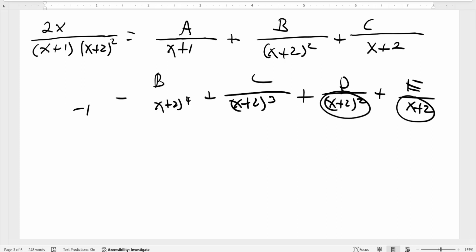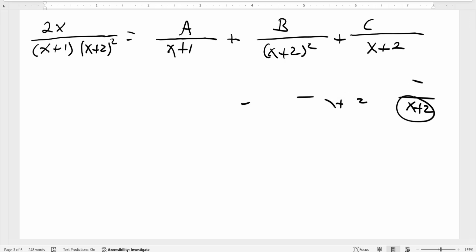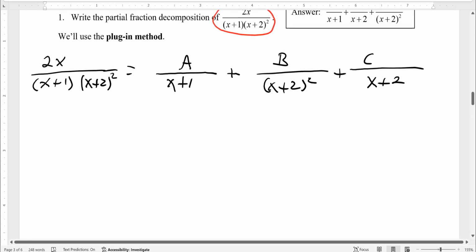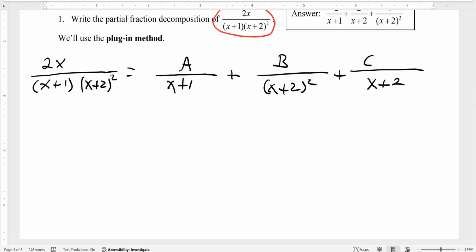So let's get rid of this, because that's not really part of our problem here. And let's continue on as soon as I get this erasing done. Almost done with the erasing. Okay. The next thing we do is we get rid of all of our denominators, and we do that by multiplying both sides by whatever the denominator on the left is. So everything's going to be multiplied by x plus 1 times x plus 2 squared.